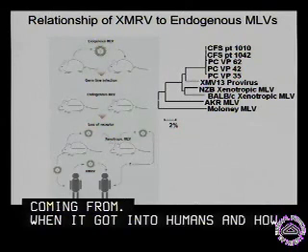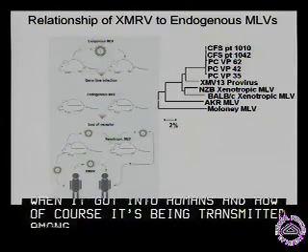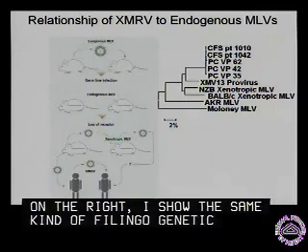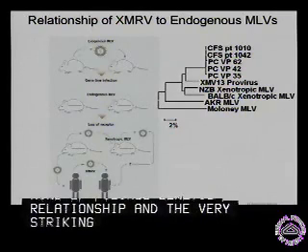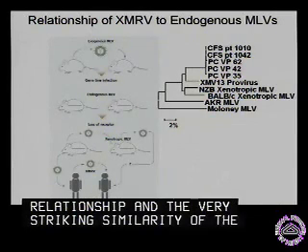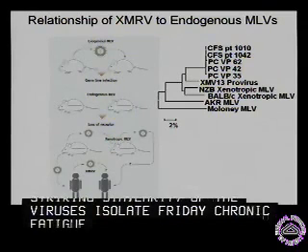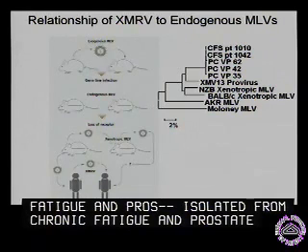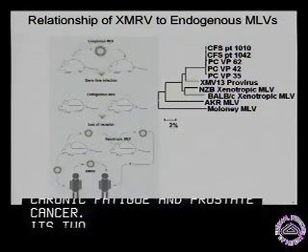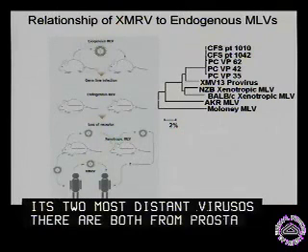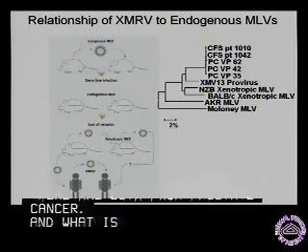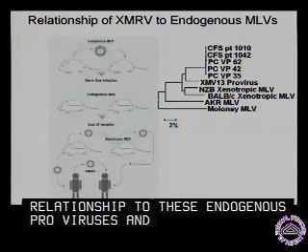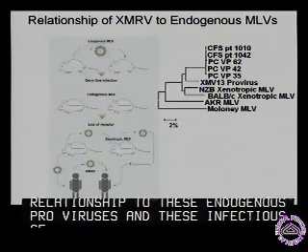On the right, I show the same kind of phylogenetic relationship, and just want to point out again the very striking similarity of the viruses isolated from both chronic fatigue and prostate cancer. There's no obvious division of viruses that are isolated from one disease or the other. The two most distant viruses on there are actually both from prostate cancer. And what is really a very close relationship to these endogenous proviruses and these infectious xenotropic viruses isolated from mice, and then the more distant relationship to other well-known mouse viruses.